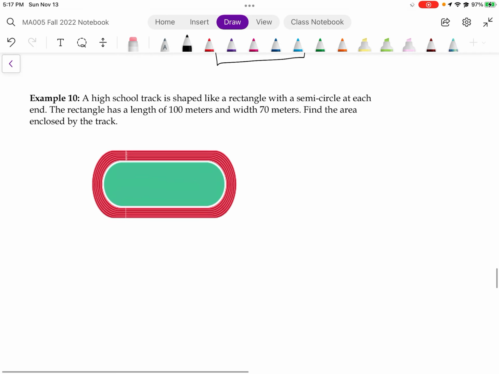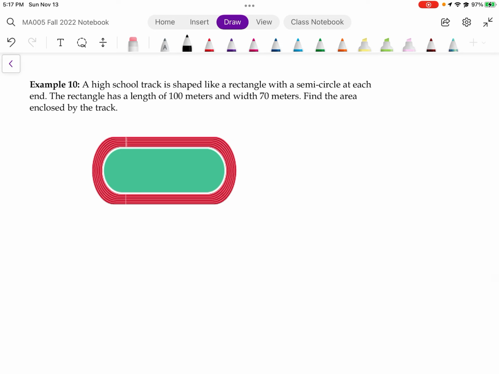Okay, a high school track is shaped like a rectangle with a semicircle at each end. The rectangle has a length of 100 meters and a width of 70. So I'm going to break this up into the rectangle and the semicircles. I don't know exactly where it breaks here, but somewhere in there. So this is 100 and this is 70. The area of the rectangle is pretty straightforward. That's just going to be 100 times 70, which is 7,000.